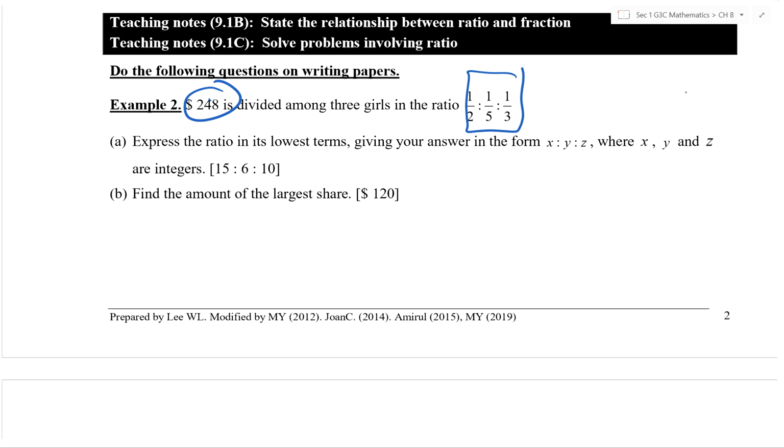So we do so by finding part A, the LCM of 2, 5, and 3. Because I want to multiply all three fractions by the same number to obtain an equivalent ratio with the simplest form. So let us write down the LCM of 2, 5, and 3 is 30.